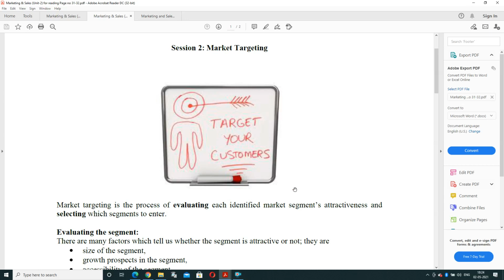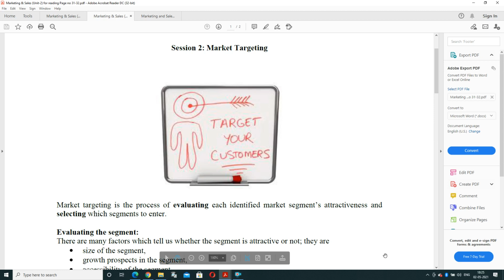In the last session, we covered the first part of the second unit, which was related to market segmentation. Basically, the market process is divided in three parts. First is segmentation, second is targeting, and third is positioning. So, this session is related to targeting the market.